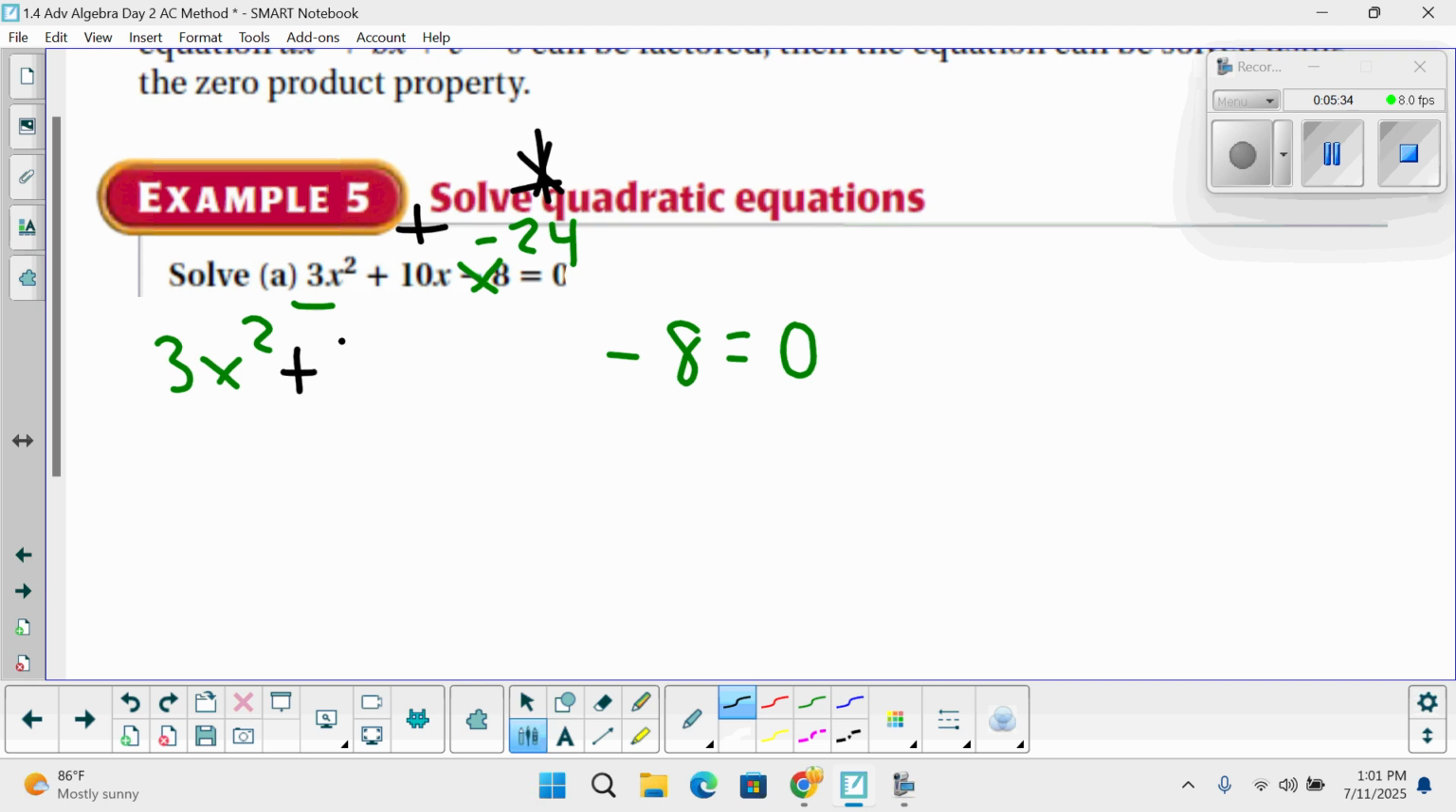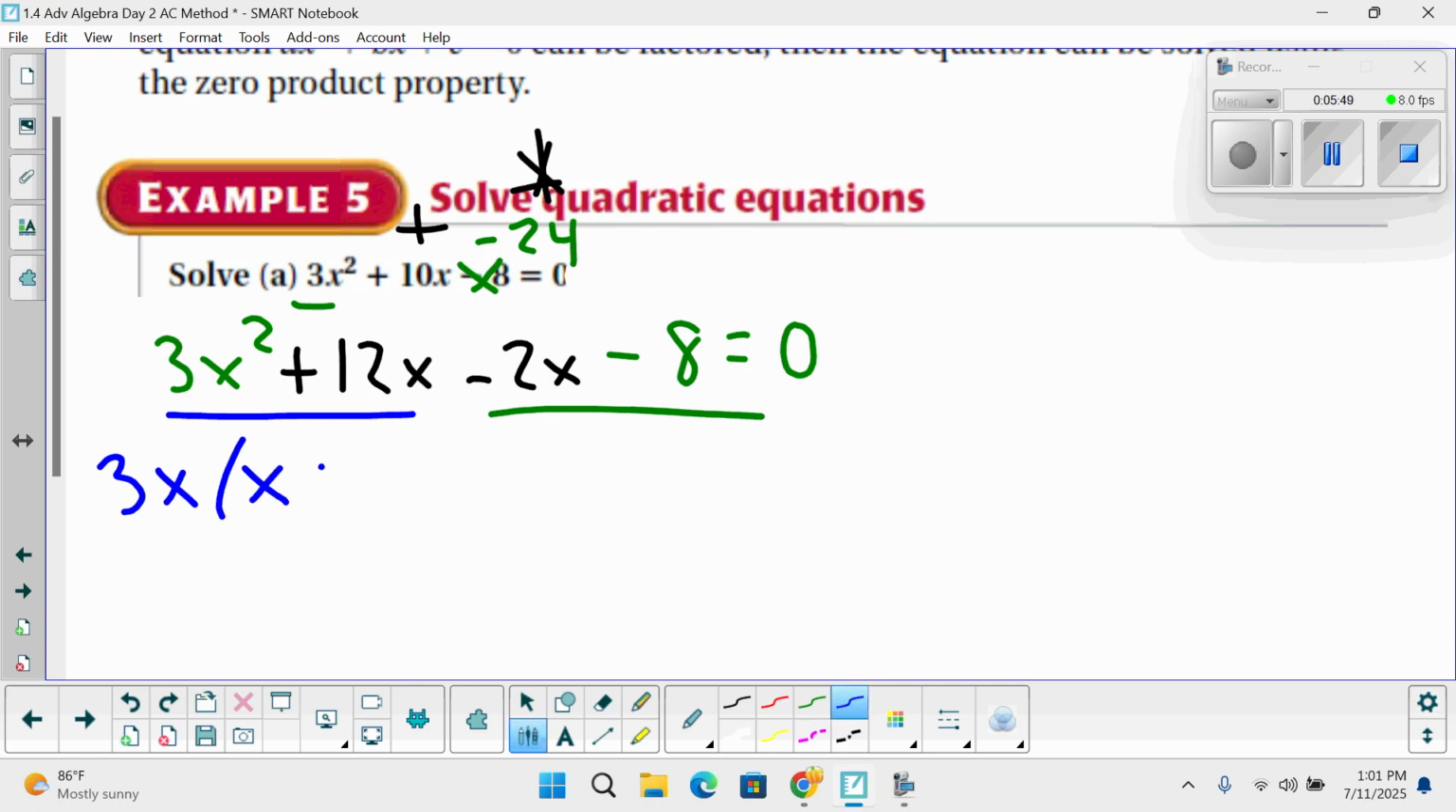Did you go with a positive 12x and a -2x? So using my grouping method, I've got my blue group and my green group. My blue group, I'm thinking my common monomial is 3x, leaving me with x plus 4. And in my green group, my common monomial can be -2, and that would leave me with that x plus 4, so that my groups match.